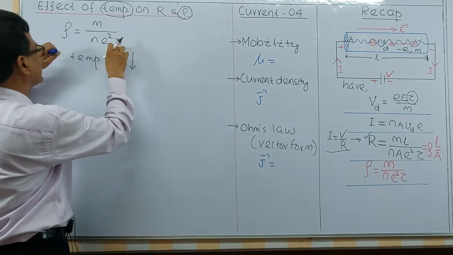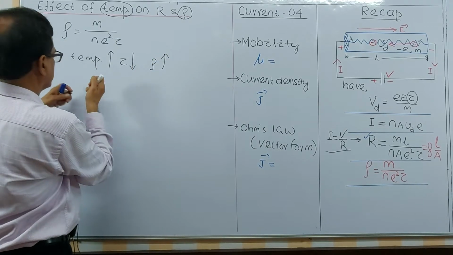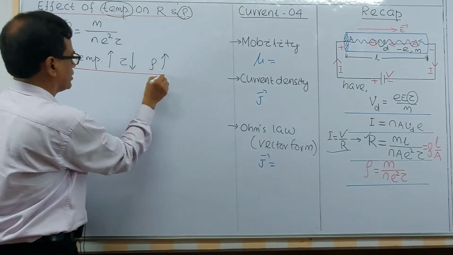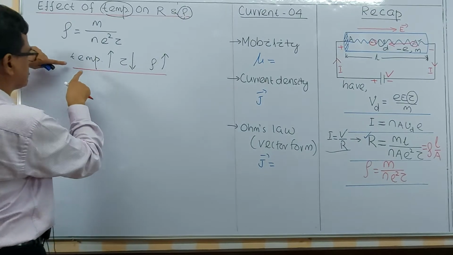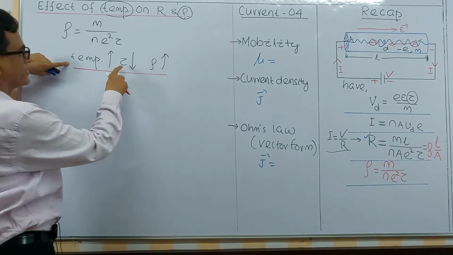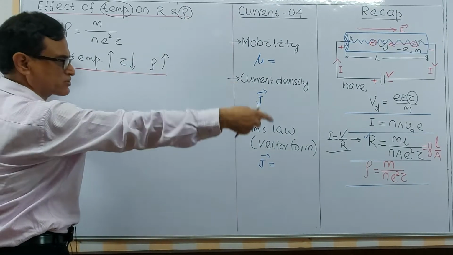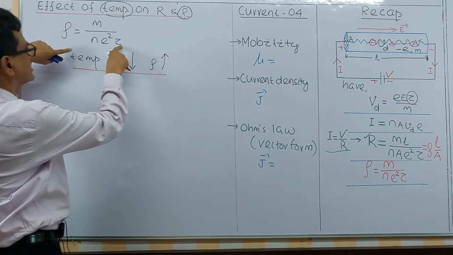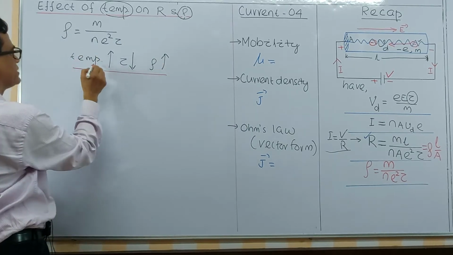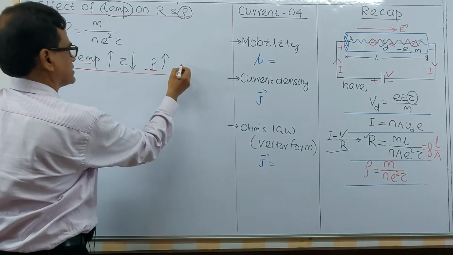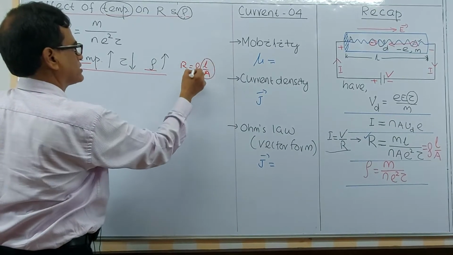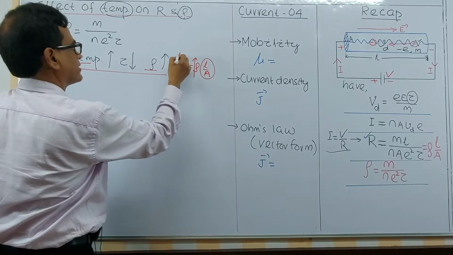If relaxation time decreases, then rho increases. I think this is the only fact you should remember. I am repeating it. When the temperature of this conductor increases, relaxation time decreases because the electron strikes faster. Since rho is inversely proportional to τ, rho increases. That means as temperature increases, the resistivity increases, and R equals rho L by A, with L and A remaining constant. Since rho increases, R increases.